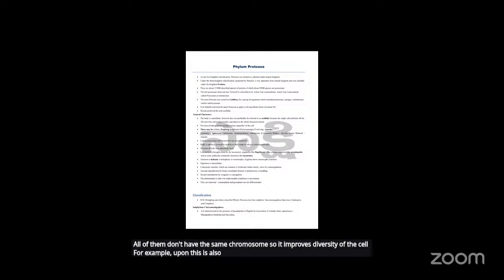A zygote is not formed, but it allows them to switch their genetics, which in a way produces a new cell. All of them don't have the same chromosome, so it improves diversity of the cell. Examples that perform this are Euglena and Paramecium. The next point is encystment.